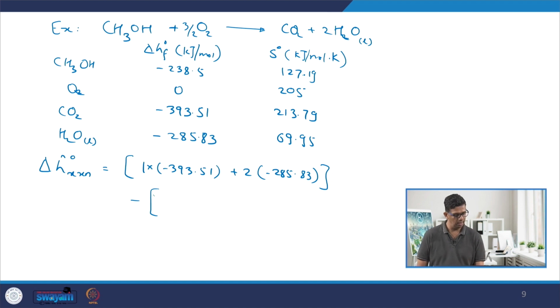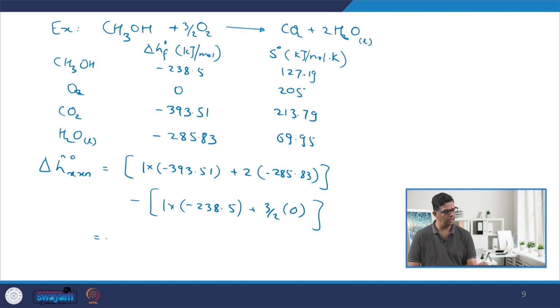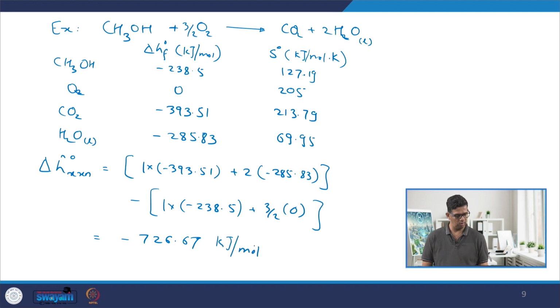Minus, now we need to subtract the formation enthalpies of the reactants. So it is CH3OH, 1 mole, so 1 times minus 238.5, plus 3 by 2 times 0. Since all the quantities are in kilojoules per mole, the enthalpy of the reaction will also come in kilojoules per mole. So if we calculate this up, it comes somewhere close to minus 726.67 kilojoules per mole. Okay, so this is the enthalpy of the reaction.